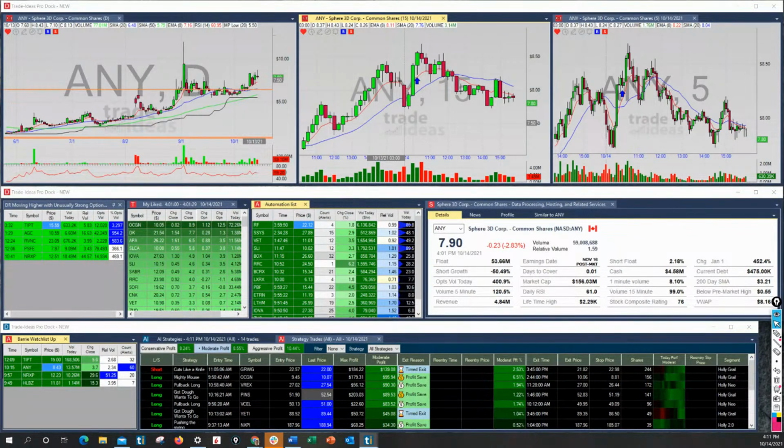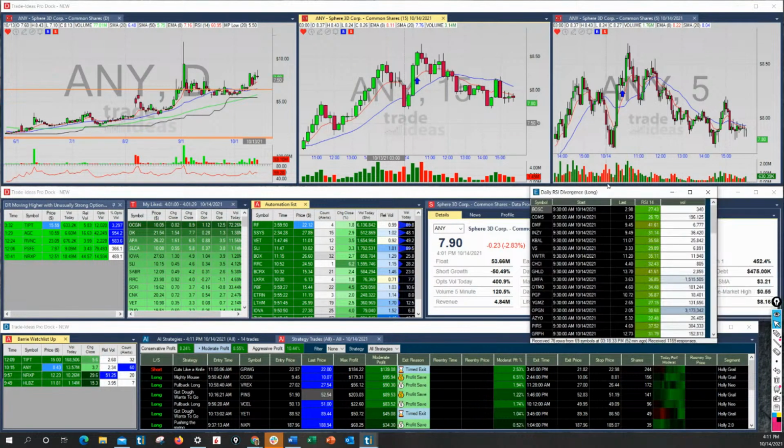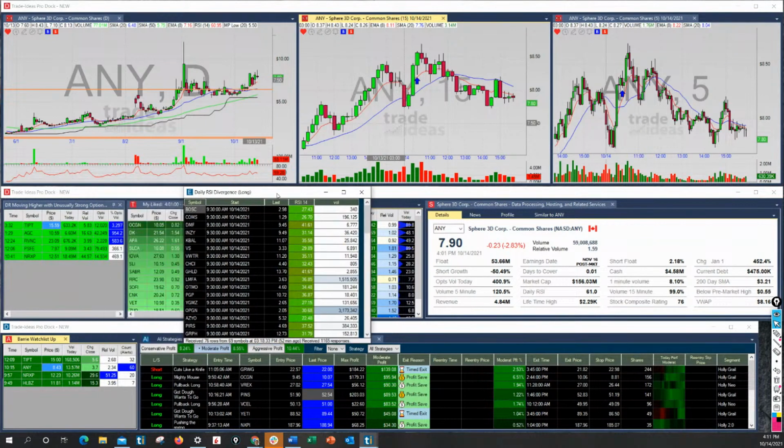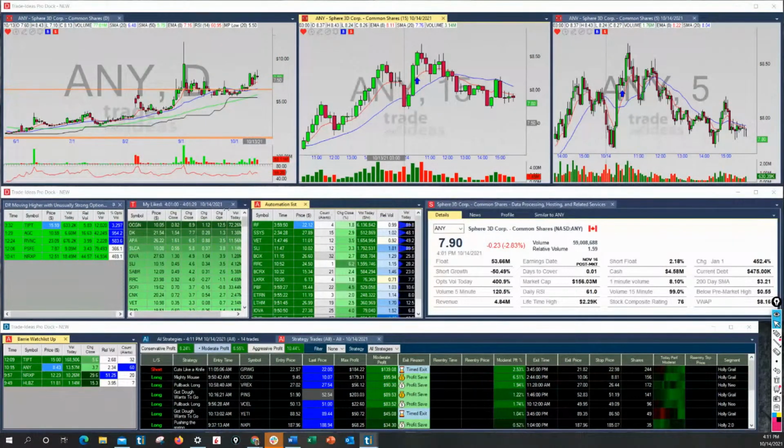And another one that Michael created that you guys are going to get is a daily RSI divergence scan. All right. So there's not a lot to these. They're not pretty, the windows, but some powerful stuff is going on here. So you guys will have these in the next few days. RSI divergence daily for long, RSI divergence daily for short.